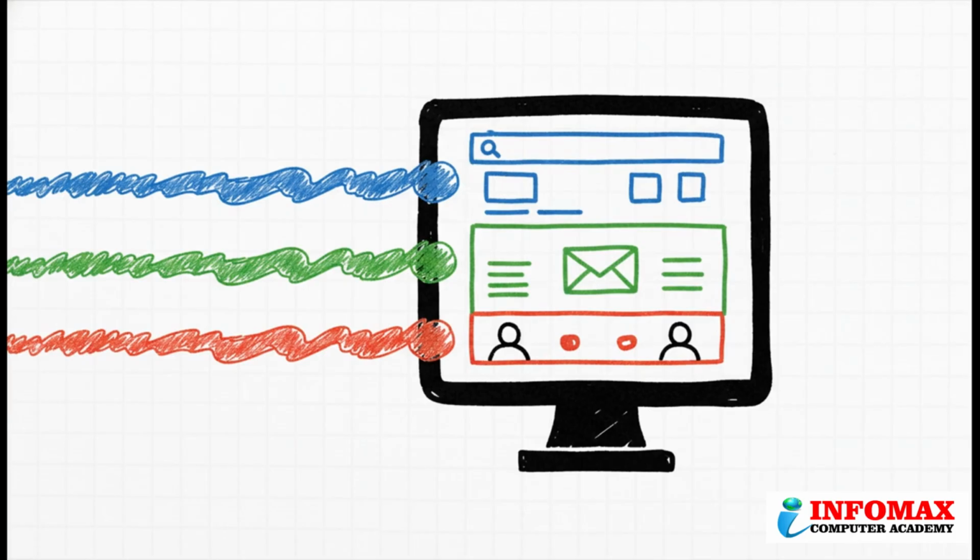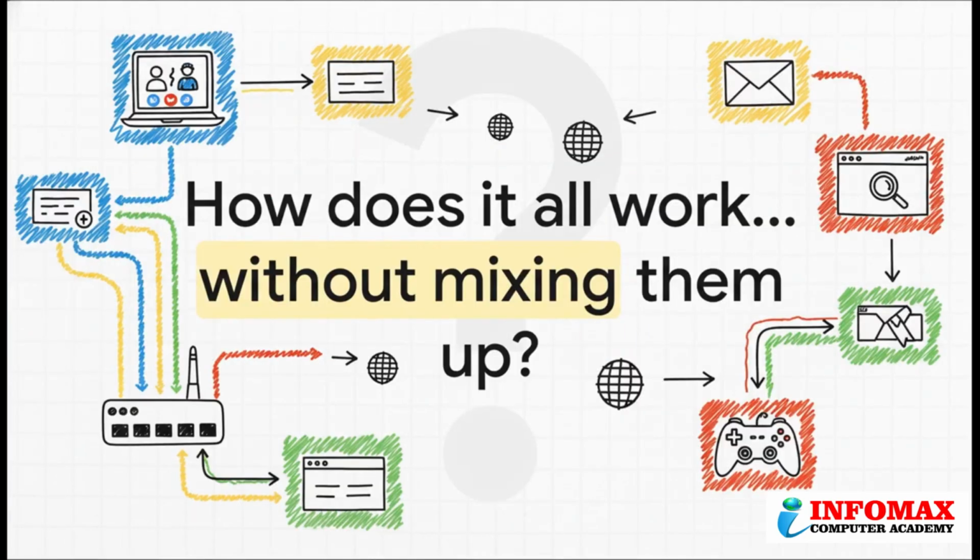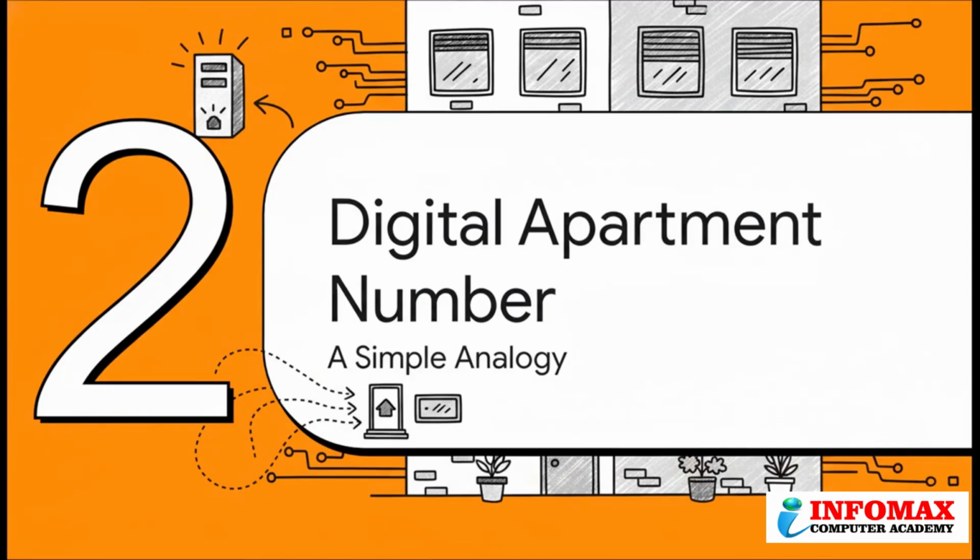Each and every one of those activities needs its own unique stream of data flowing in and out, all happening at the exact same time. So what stops the data for your video call from accidentally showing up in your email inbox? How does your web browser know which bits of information belong to it and not to that online game you have running? That right there, that's the core problem that network ports were designed to solve. And the solution is actually pretty elegant and surprisingly simple.